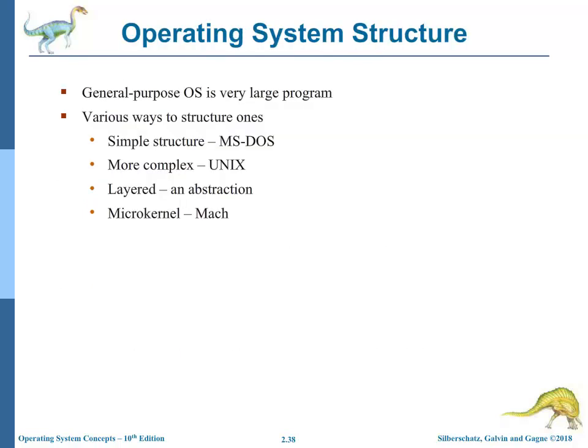The modern operating system is a very large and complex program. There are various ways to structure one. For a simple structure, an example is MS-DOS. For something more complex, as in Unix, we have a layered approach in which the operating system is broken into a number of layers. An operating system layer is an implementation of an abstract object made of data and operations that can manipulate those data. MACH, M-A-C-H, is a modularized kernel using the microkernel approach.